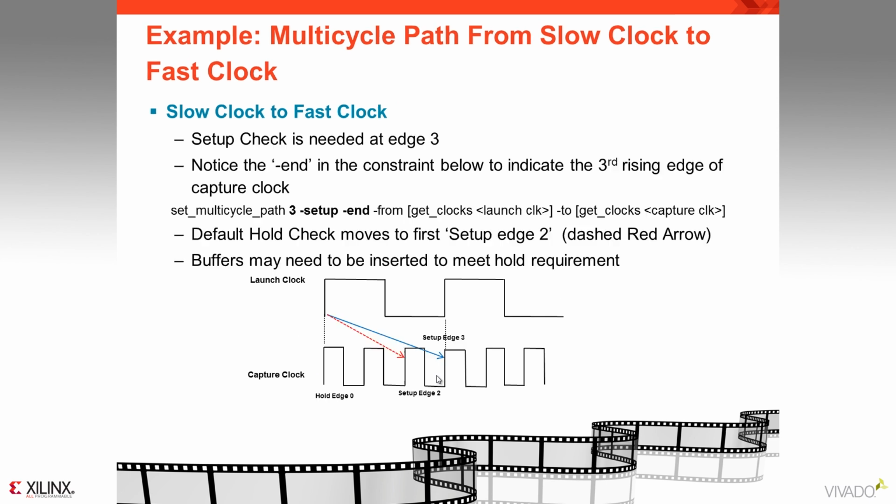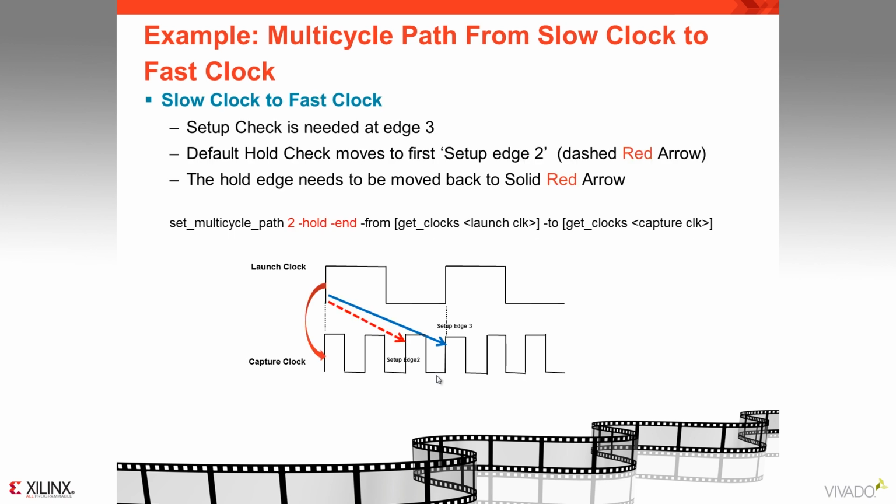If you notice the waveform, the data from the slow clock is valid for 3 fast clock cycles, so a multi-cycle setup path of 3 is applicable. With only a setup multi-cycle of 3 specified, the hold check is at edge 2 of the capture or destination clock. A hold multi-cycle constraint of 2, along with a setup multi-cycle constraint of 3, will move the hold check back to edge 0 of the capture clock.